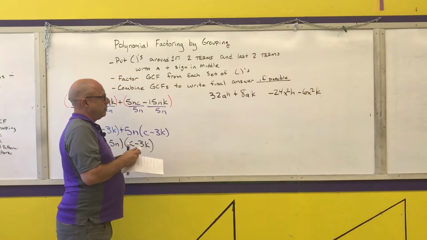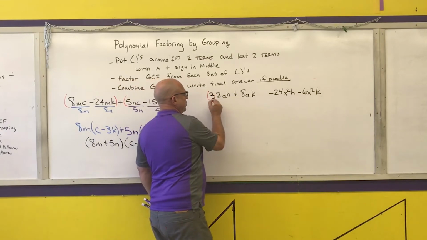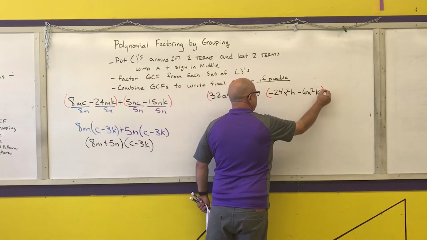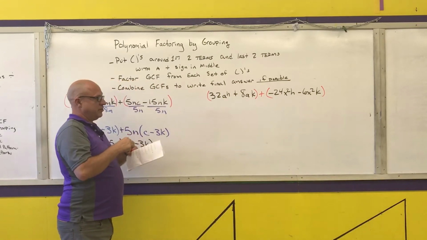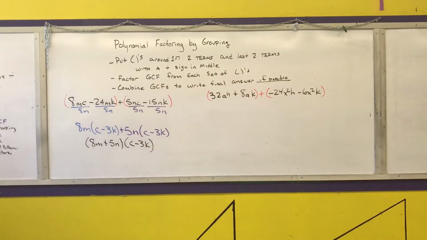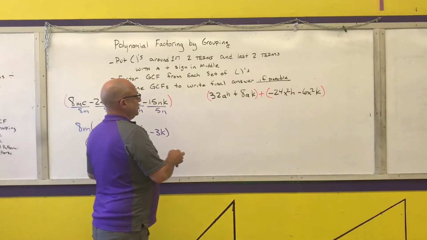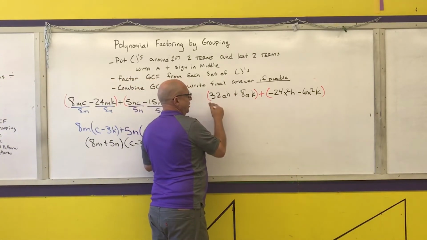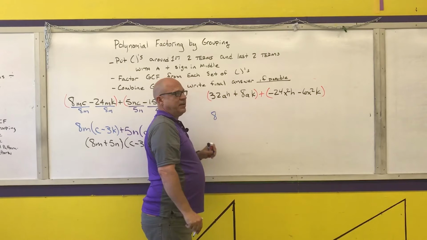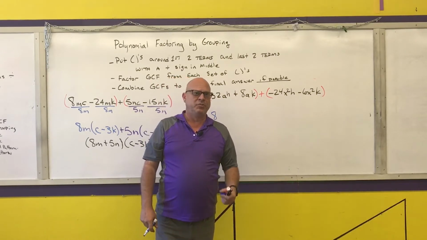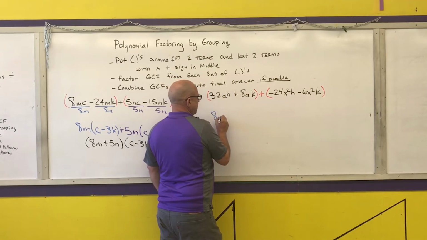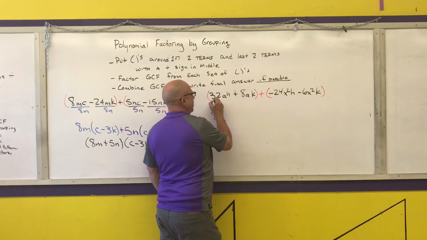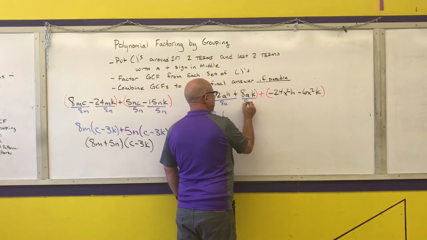Step 1, parentheses around the first two, parentheses around the last two, plus sign in between the two. Step 2, factor out the greatest common factor out of each group. Greatest integer that's in common between 8 and 32 is 8. Write down each variable that appears in every term to its lowest power. A is the only one that appears in every term, and its lowest power is the first. Then do the division to come up with what's inside the parentheses.